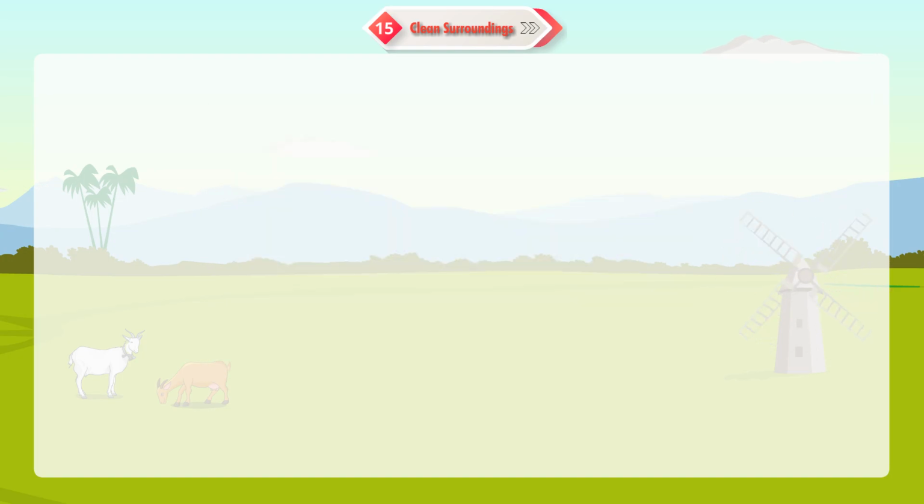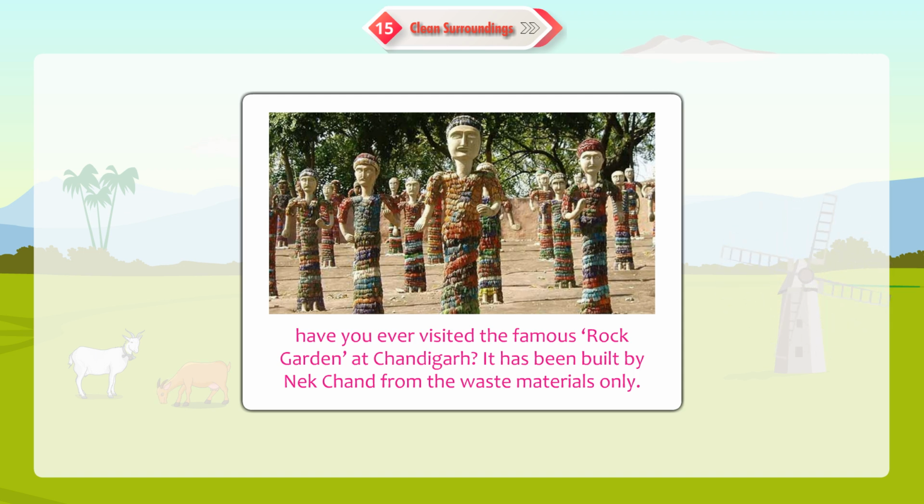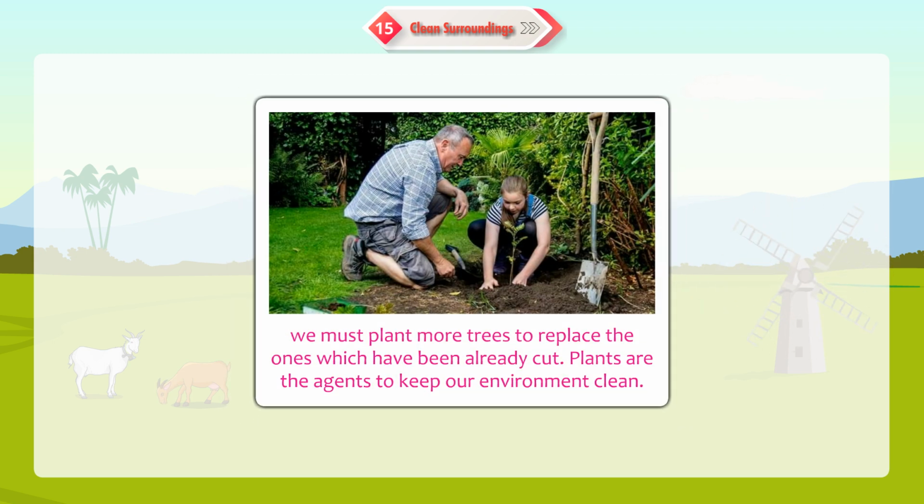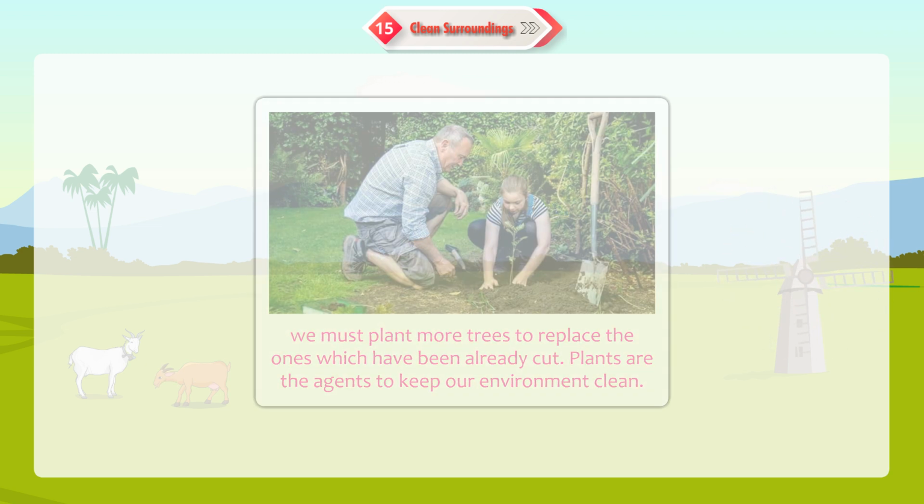Have you ever visited the famous rock garden at Chandigarh? It has been built by Nek Chand from the waste materials. We must plant more trees to replace the ones which have already been cut. Plants are the agents to keep our environment clean.